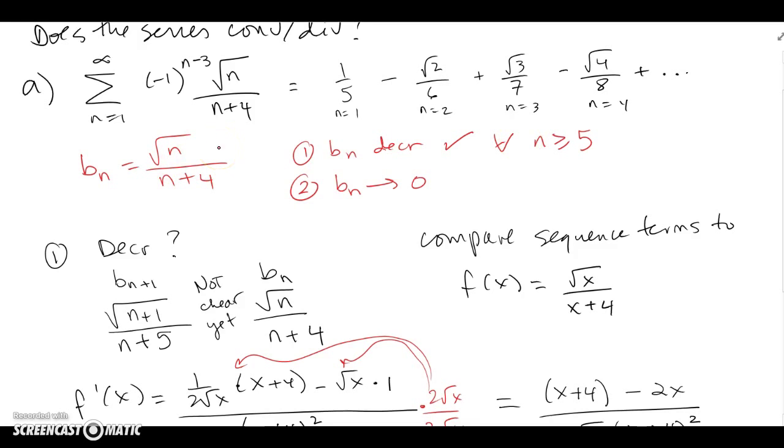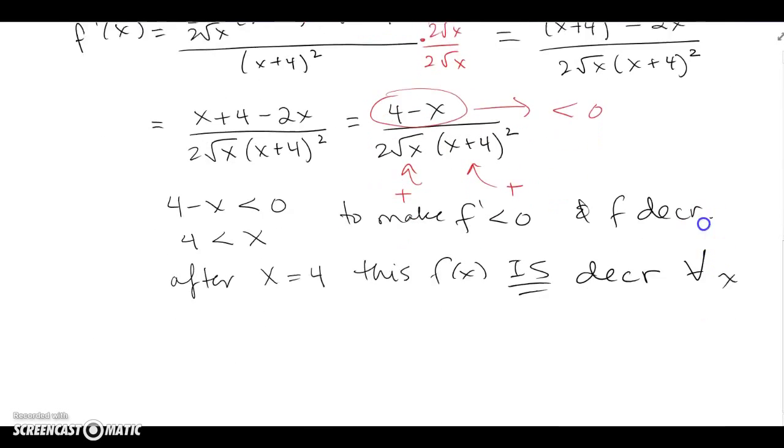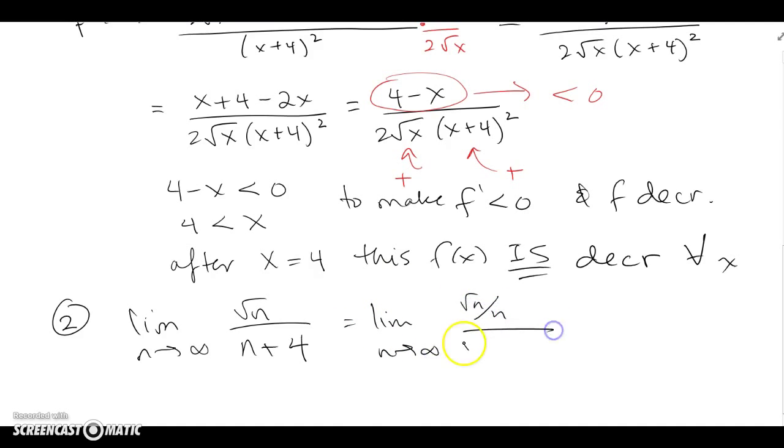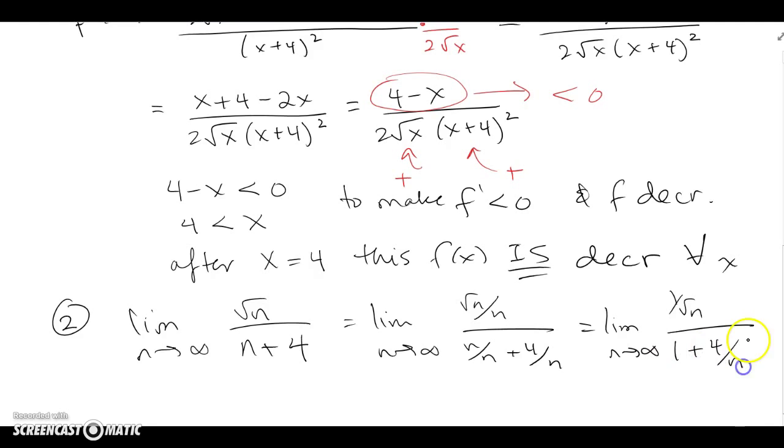Does this go to 0? That's not too bad. We did that visually. So limit as n goes to infinity of, we had root n over n plus 4. And if I'm formally showing it, I divide everybody by the highest power in the denominator. I end up with limit as n goes to infinity of 1 over root n, because I have root n on top and root n in the bottom, so I end up with 1 over root n plus 4 over n. And if I look at the limit as n goes to infinity, this goes to 0, this goes to 0. So I actually end up with 0.